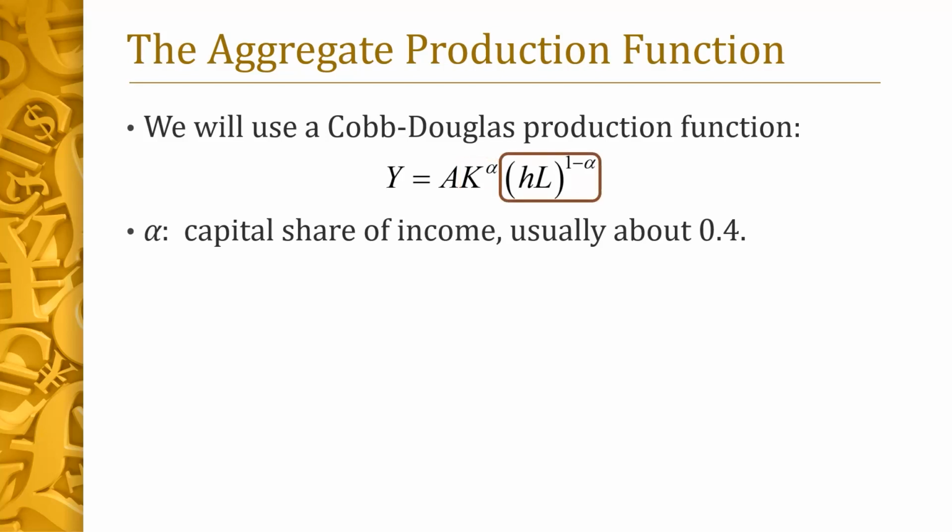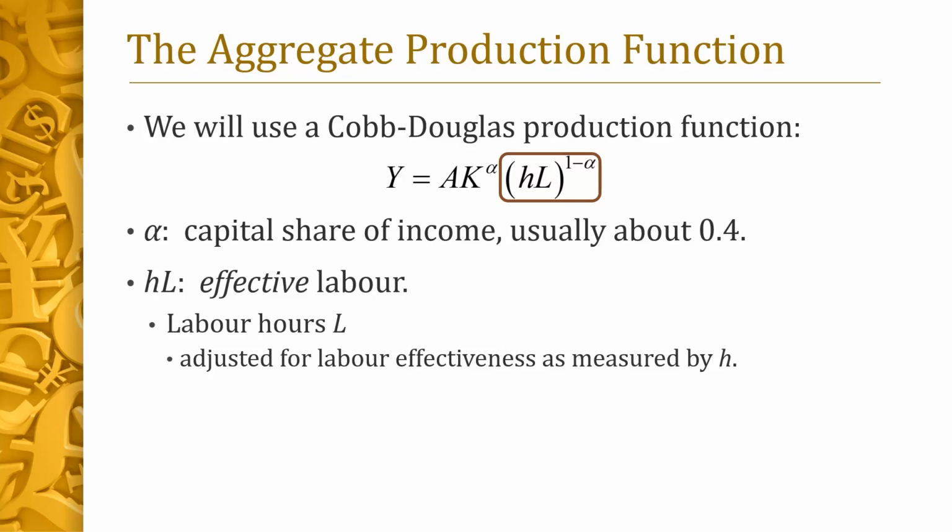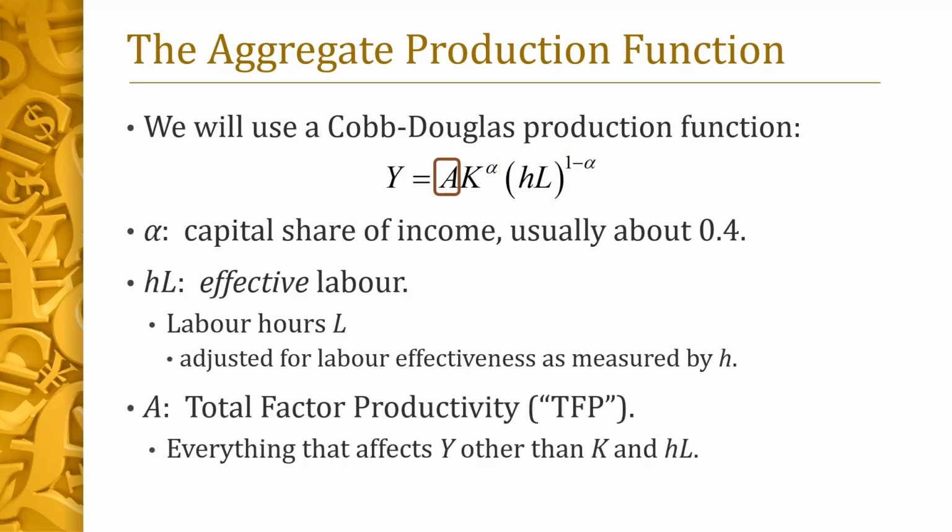The third term is the product of H and L raised to the power of 1 minus alpha. The product of H and L is known as effective labor: labor hours L adjusted for the effectiveness of labor as measured by the human capital H of the typical worker. We turn finally to the first term on the right-hand side, denoted by the letter A. This term is called total factor productivity, or TFP. It captures everything that affects output Y other than physical capital K and effective labor HL.